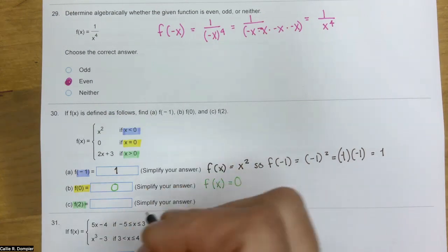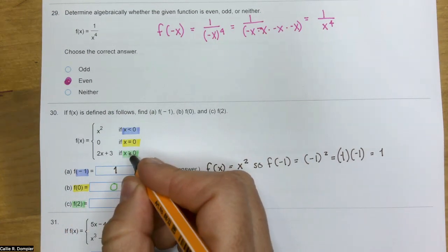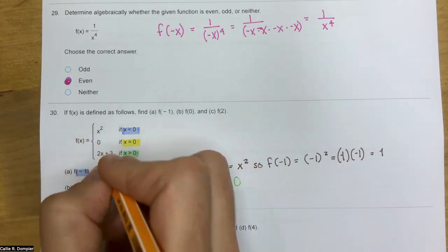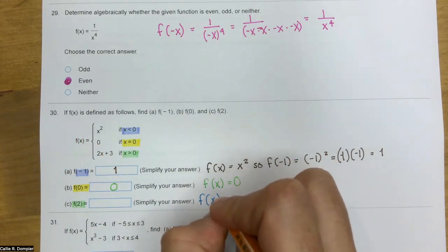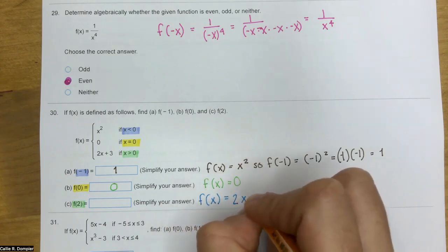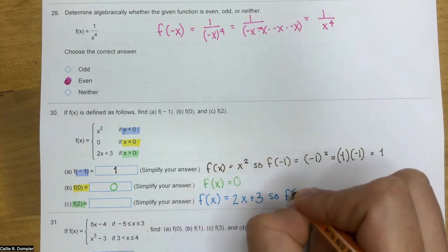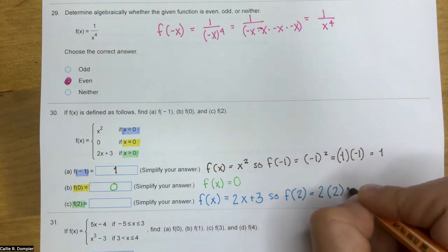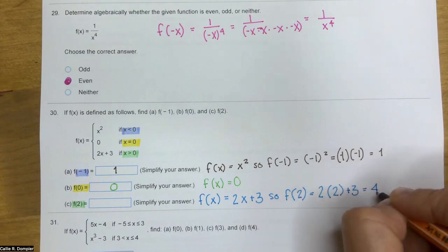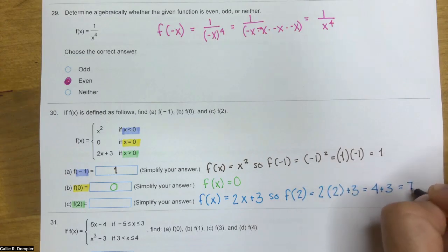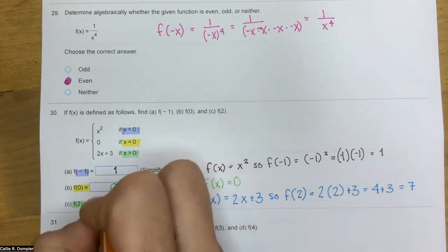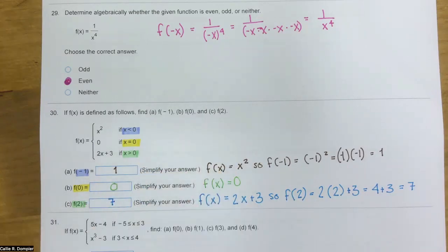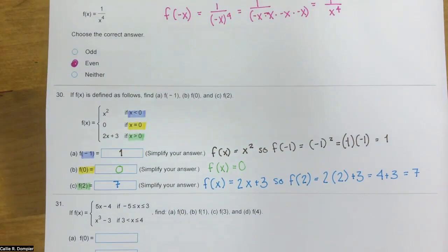And for that last one, we have f of 2. So that means x is greater than 0. F of x equals 2x plus 3. So f of 2 is going to equal 2 times 2 plus 3, which is 4 plus 3, which is 7. Good. All right, so that's the model we're using.